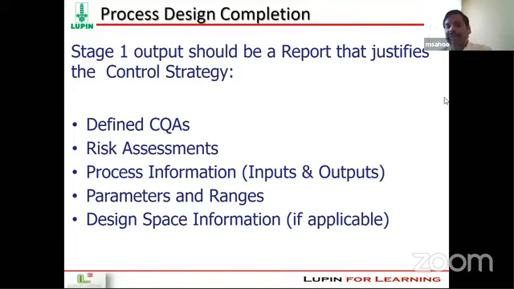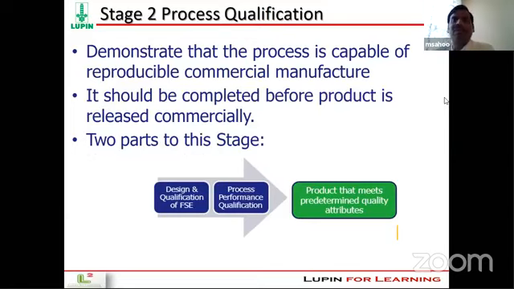Design space information, if applicable. Why? Because I don't want to go there. I want better control. I don't need to step out of the house, so I want to remain in my house. So when we continuously do all this, it will show that we are able to control the process, able to control the process validation, and achieve reproducible batches.